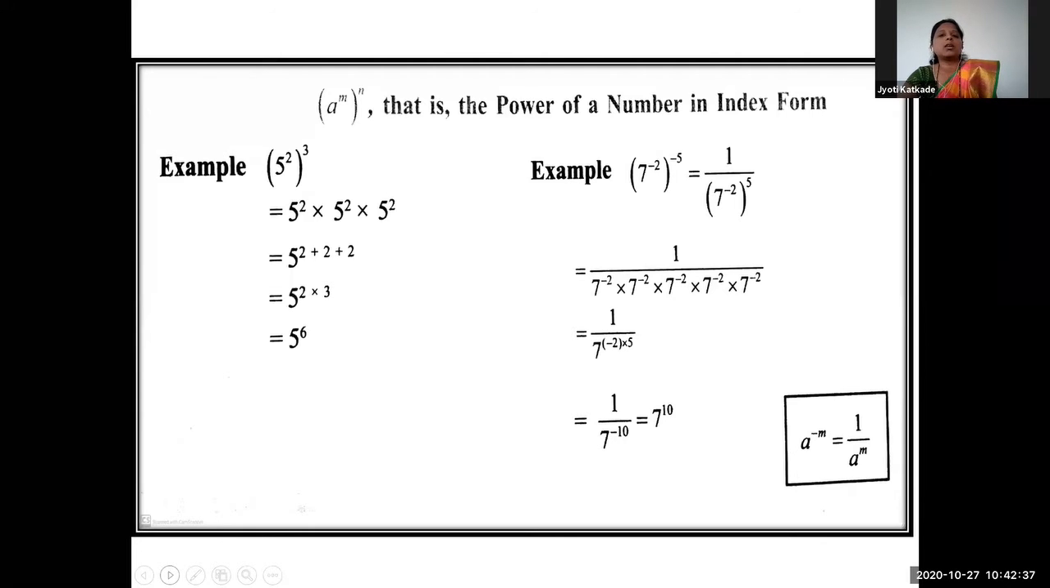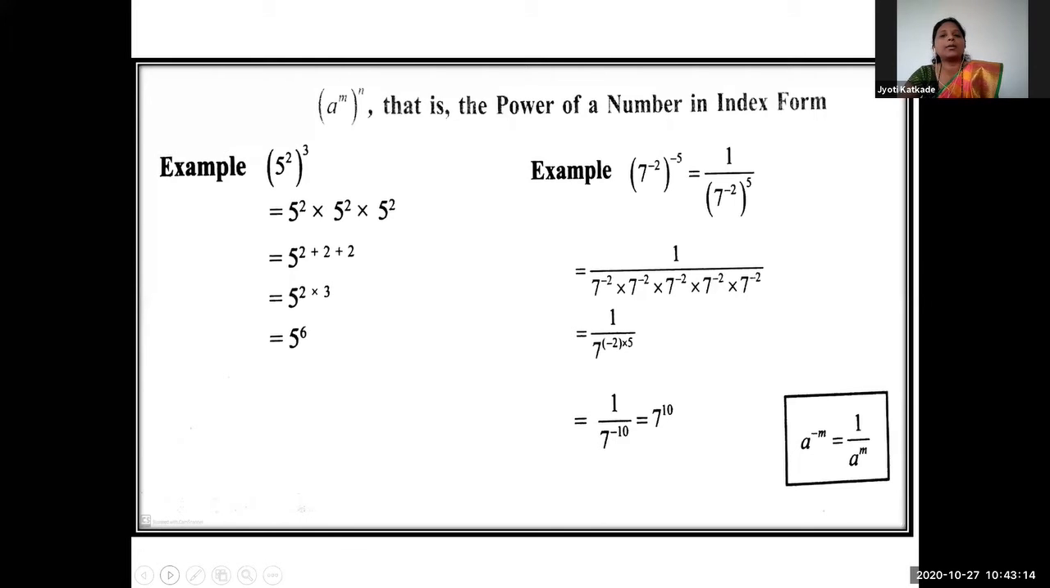according to the multiplication rule of indices, which is that rule, a^m into a^n is equal to a^(m+n). According to this rule, we can take addition of the powers if the base is the same. Here the base is 5, so take 5 and take the addition of 2 plus 2 plus 2. 3 time addition means multiply that number 3 times.